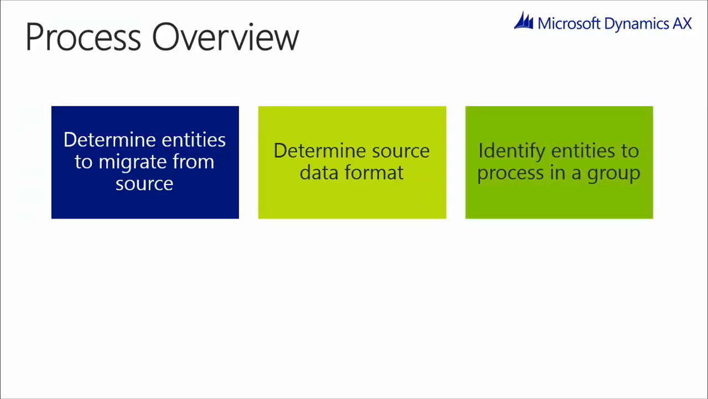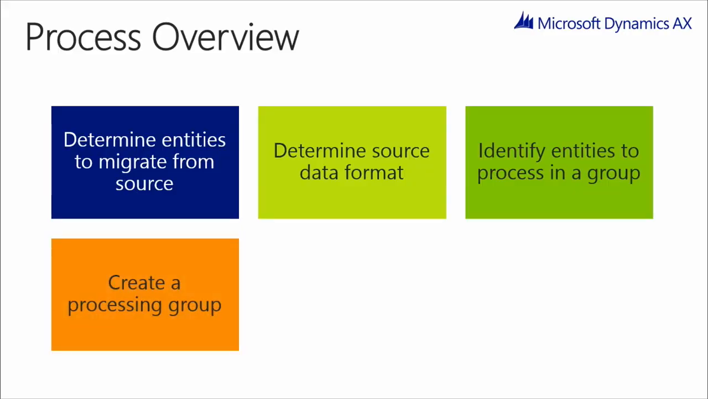Next, you need to determine the entities that should be processed together. Entities that are processed together should be part of the same processing group. Decide to group entities together if they either need to be processed together or if they need to be processed in a specific order. Then create a new processing group and add the entities that need to be processed to this group. You may need to create custom entities if the out-of-the-box entities do not meet your needs.